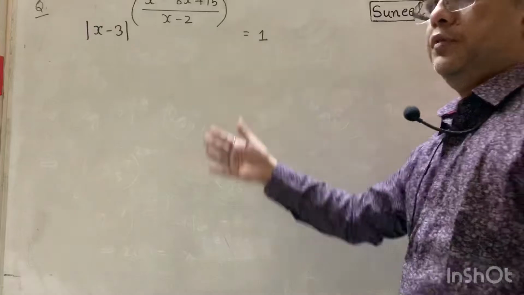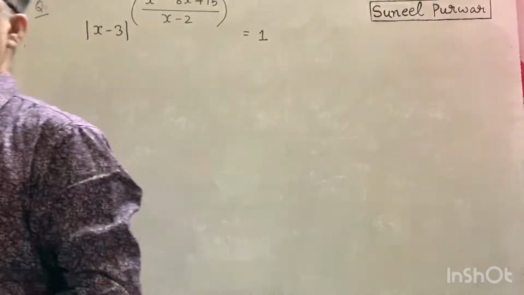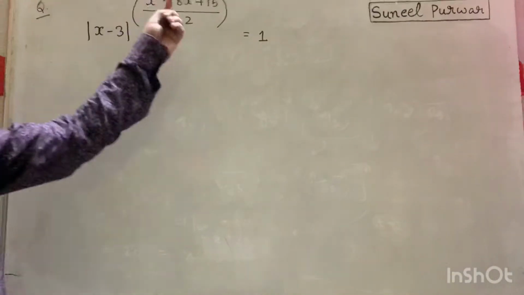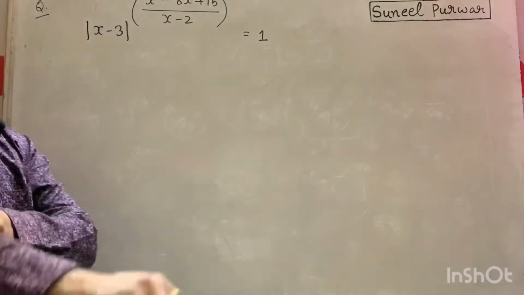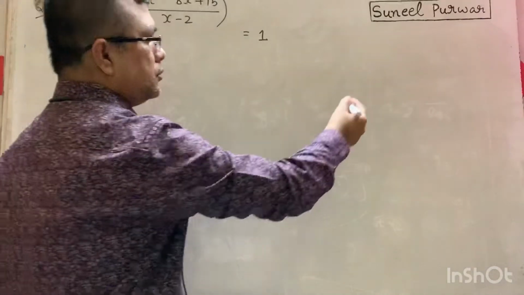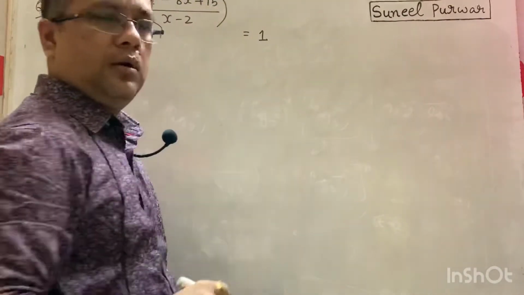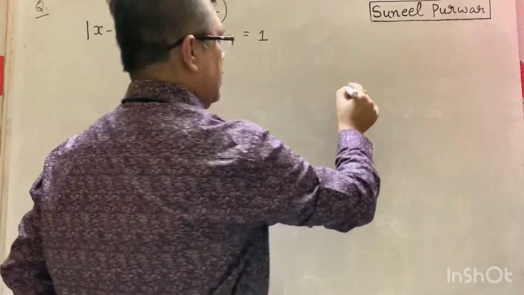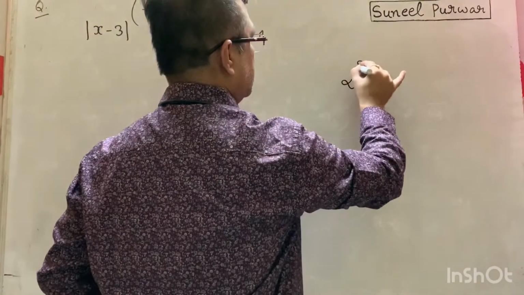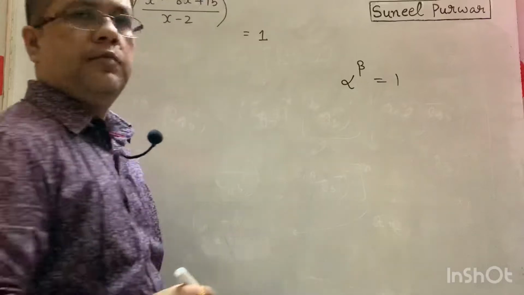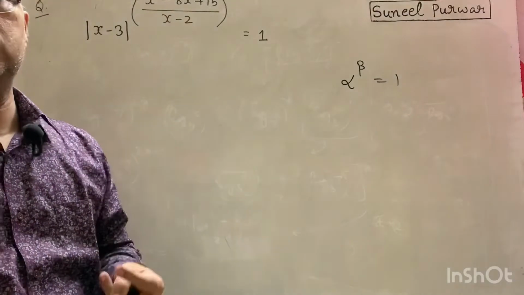Again, this question is a very good question for mains. Similar models have been asked previously as well. Now, the concept that you need to keep in mind is, if alpha power beta equal to 1, then whenever alpha power beta is equal to 1, you have to analyze three possibilities.